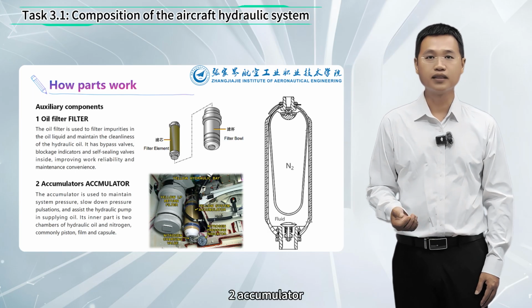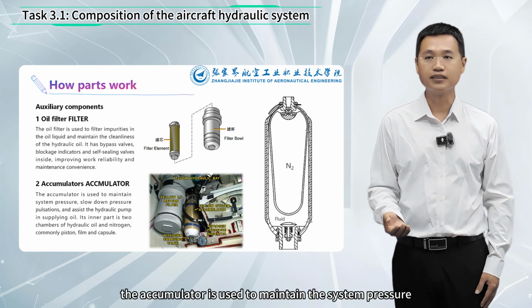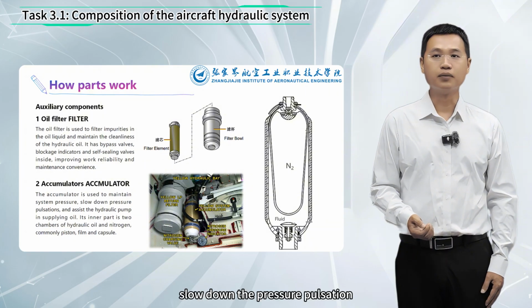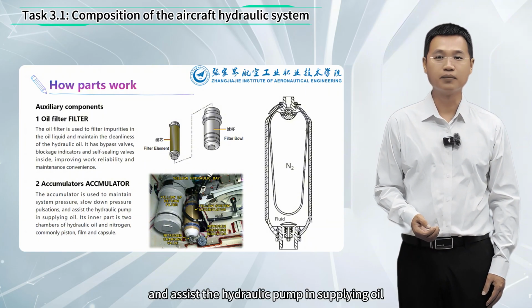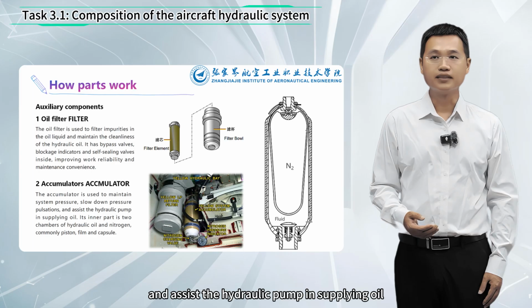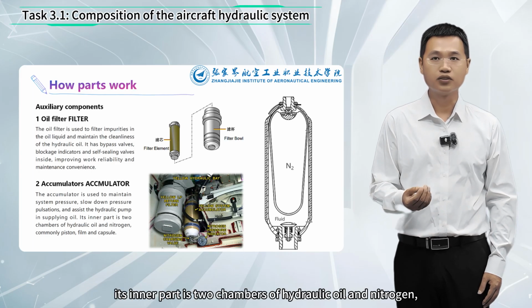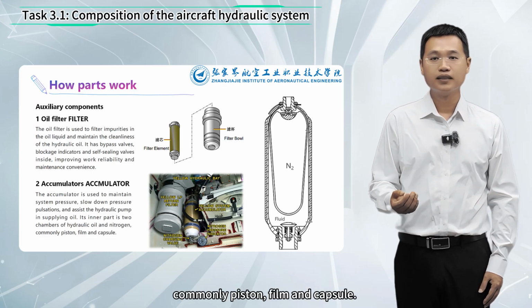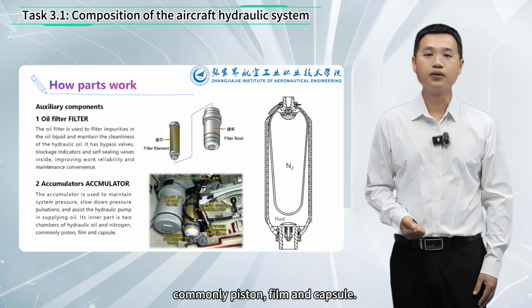2. Accumulator. The accumulator is used to maintain the system pressure, slow down the pressure pulsation, and assist the hydraulic pump in supplying oil. Its inner part is 2 chambers of hydraulic oil and nitrogen, commonly piston, film, and capsule.